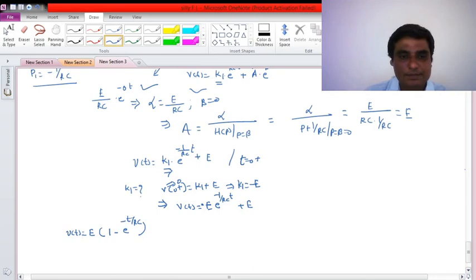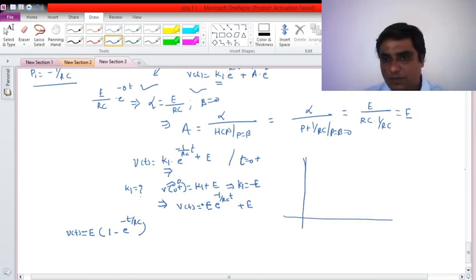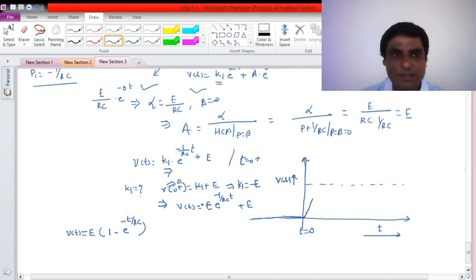Now let us draw it. How will be the behavior? The behavior of this voltage across capacitor is time dependent. This is the time axis, and this is my voltage across capacitor. So how will it be? From minus infinity to 0 negative, your voltage will be 0, and then once switching happens at t equal to 0, at t is 0 negative it was 0, at t is 0 positive also it is 0, and then it is increasing exponentially.